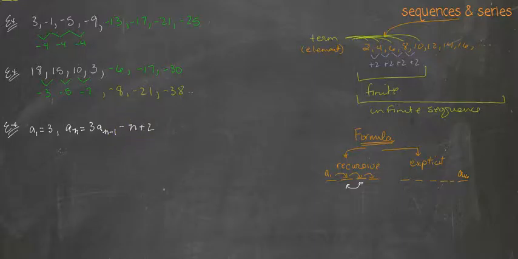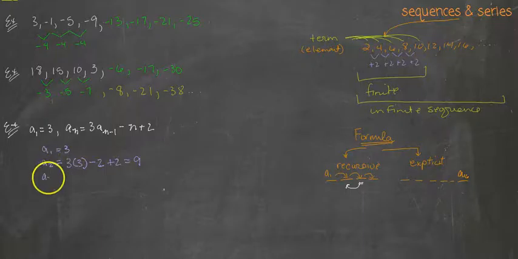Okay, so I'm going to write this a slightly different way. Instead of just writing it as a sequence, I'm going to write it out as a bunch of calculations. So I know that a sub 1 equals 3. A sub 2 equals 3 times a sub 1, so a sub n minus 1. If n is 2, then n minus 1 is 1. So that's 3 times 3 minus n, which is 2, plus 2. And so the second term is 9 minus 2 is 7 plus 2 is 9.